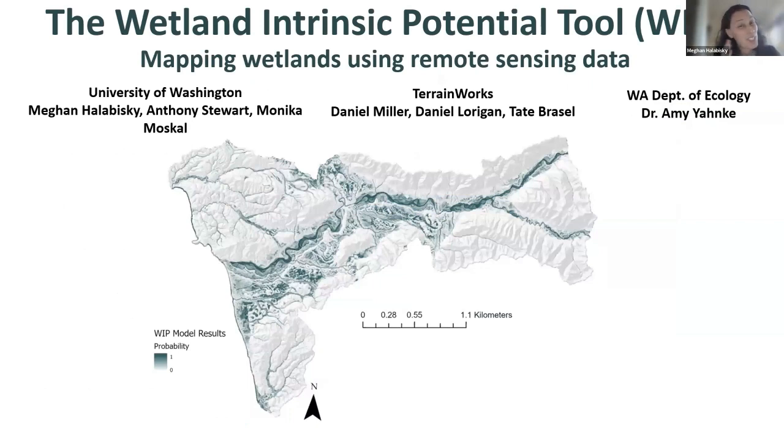Okay, so that was just a little bit of background to try and give folks an idea of how remote sensing can be useful, and some of the challenges. And now I'm going to dig more deeply into talking about a specific tool called the Wetland Intrinsic Potential tool that I developed with my co-authors listed here, especially Dan Miller from TerrainWorks, who did a lot of the heavy lifting. And also I want to acknowledge Amy Yahnke, who really helped develop this method in its many iterations.